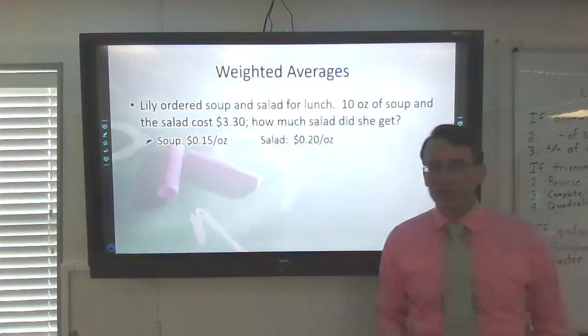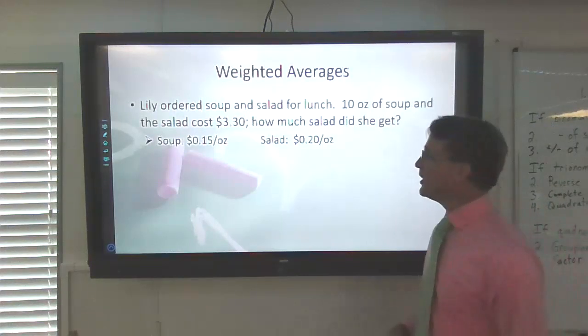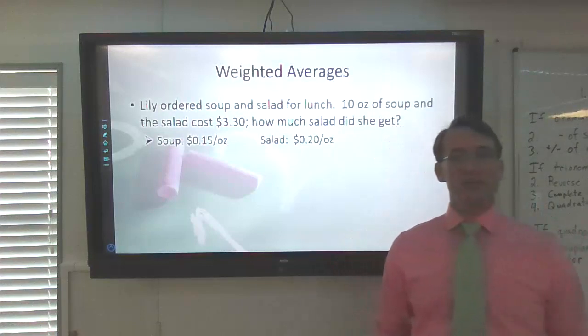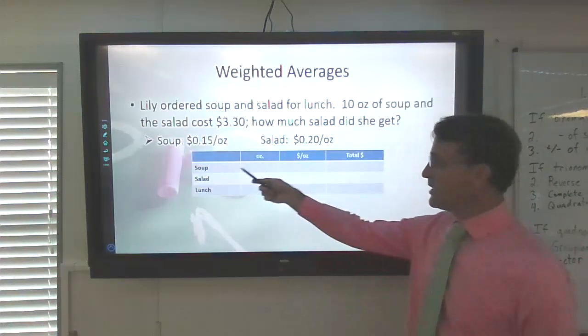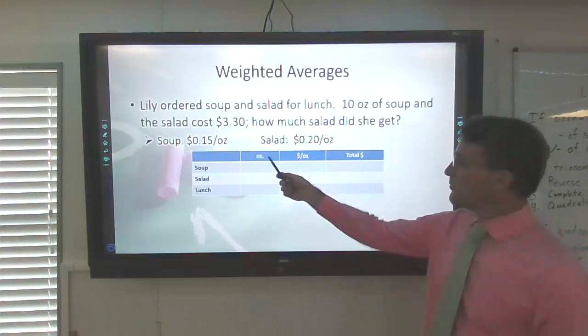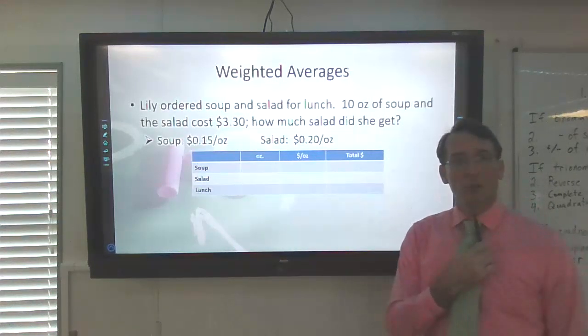Going back to another mixture problem, we have Lily who ordered soup and salad for lunch. 10 ounces of soup and salad cost $3.30. How much salad did she get? And they gave some extra information. So let's set up the table first. I'm going to have soup, salad, and then her entire lunch combined. I have the number of ounces, the price per ounce, and then the total that she would spend.